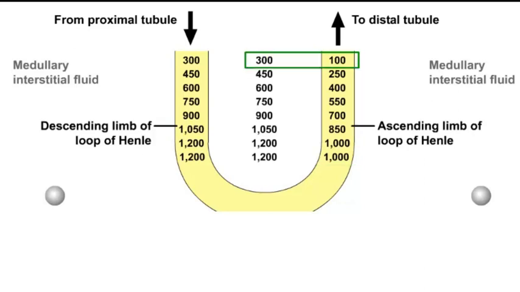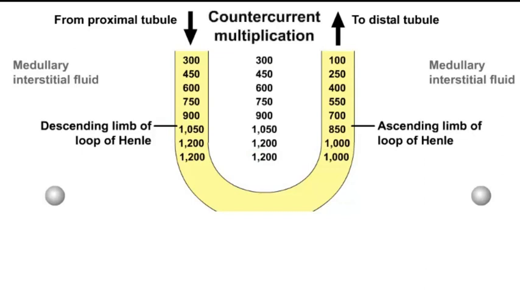Note that even though the ascending limb pump can generate a gradient of only 200 mosm per liter at each horizontal level, this effect is multiplied into a larger vertical gradient because of the countercurrent flow within the loop. This concentrating mechanism is known as the countercurrent multiplication.